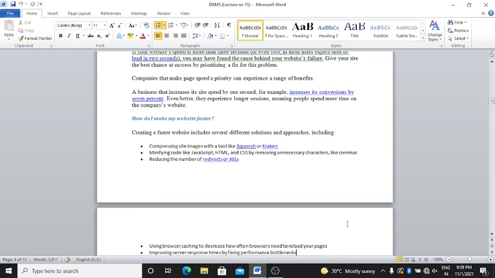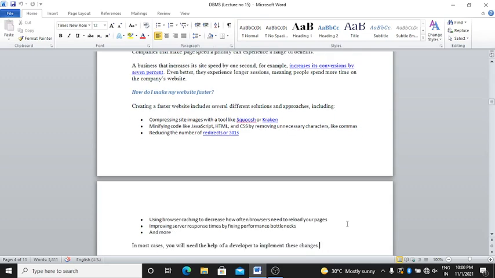Create a faster website. Include several different solutions and approaches, including: first one is compressing site images with a tool like Kraken or Optimizilla. Second is minifying code like JavaScript, HTML and CSS by removing unnecessary characters like commas. Third one is reducing the number of redirects or 301s.